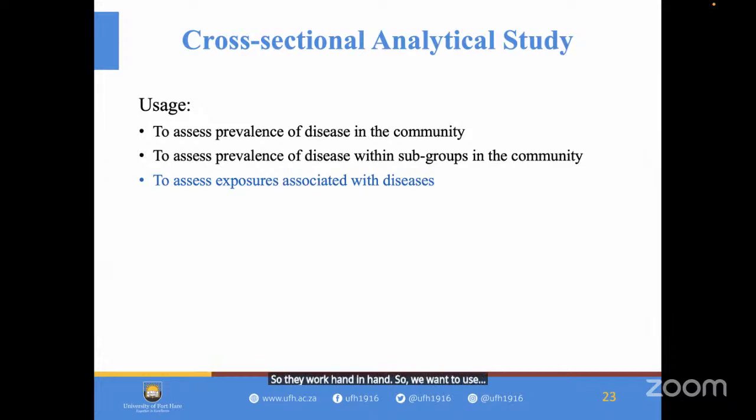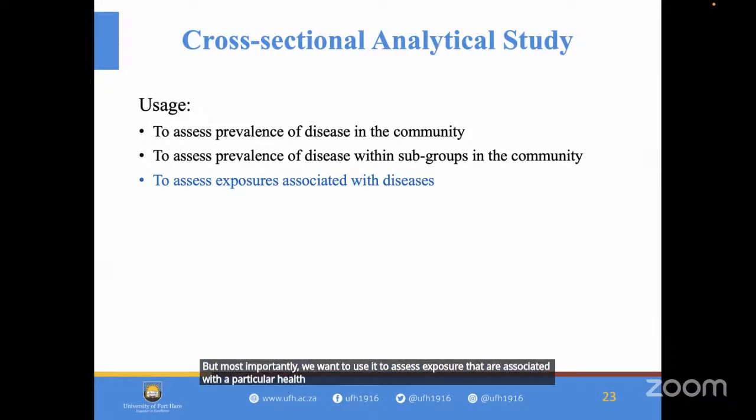So we want to use cross-sectional analytical study to assess prevalence of disease in the community. We also want to use it to assess the prevalence of disease within subgroups in the community. But most importantly, we want to use it to assess exposures that are associated with a particular health-related event.